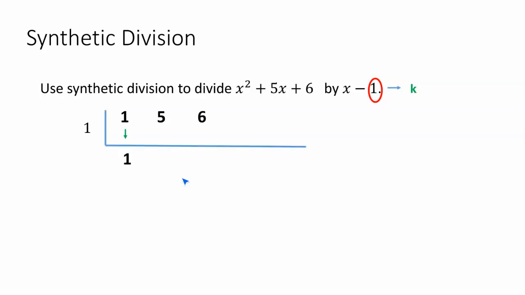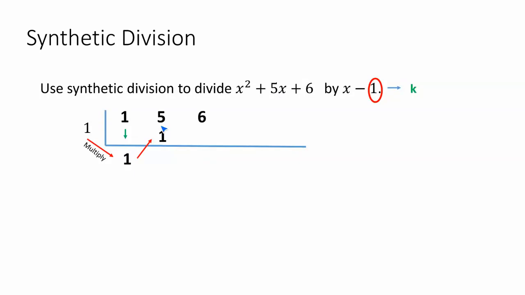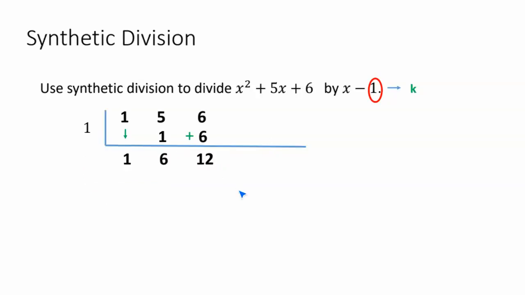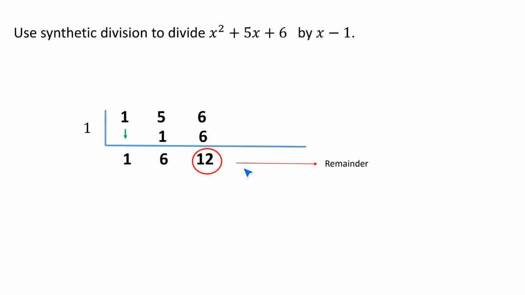Our next step is to bring down the 1. Then we multiply 1 times 1, and that gives me a 1. Then we add 5 plus 1, which is 6. And 1 times 6 is 6. Now we keep adding, right? So 6 plus 6 is 12. Our answer here: the last number is your remainder, and the numbers before it are your coefficients.